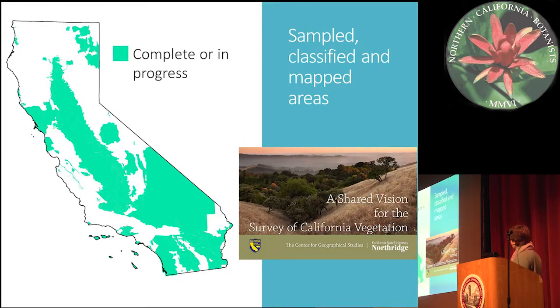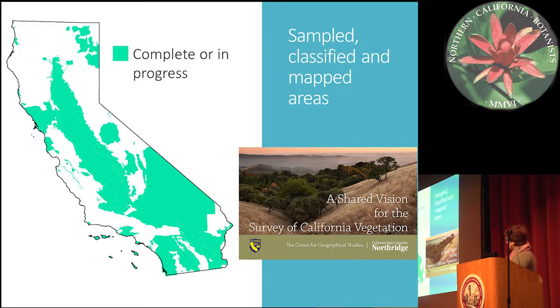So here's the map that Teresa flashed and Jen flashed, a little more simplified. These are the areas of the state in green that we have either mapped or just classified, or they're in progress for sampling. So right now we're working in the Modoc Plateau with money from Amy Henderson in Region 1, which we really appreciate, with money coming from our wildlife branch.